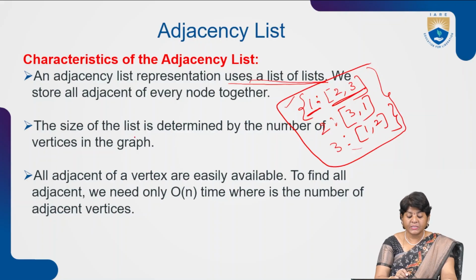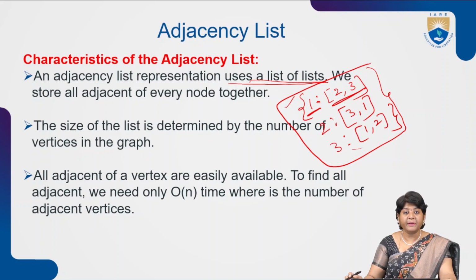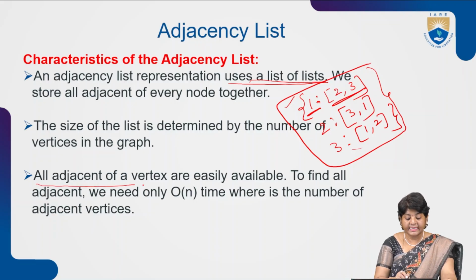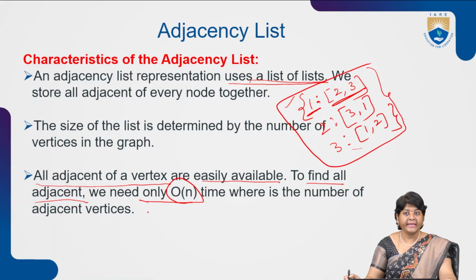Second point, the size of the list is determined by the number of vertices in the graph. And next point, all adjacent vertices of a vertex are easily available, so to find all adjacent vertices, we need only order of n time, where n is the number of adjacent vertices.